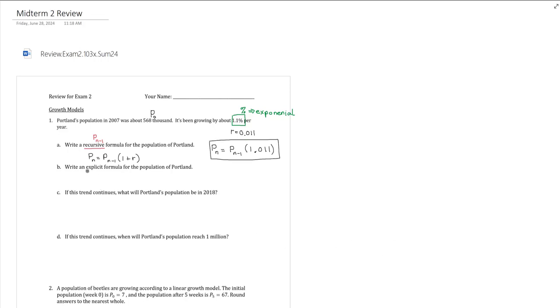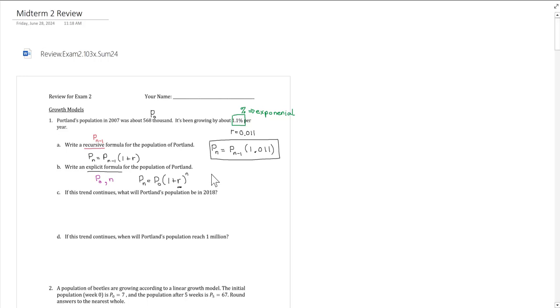Next, let's change it to the explicit formula. Again, if you watched my last video, I talk about the explicit formula is going to always have a p sub 0, a starting amount, as well as an n. Looking back on my sheet, I'll be able to see that the explicit formula for an exponential model is p sub n equals p sub 0 times 1 plus r to the power of n. But we are going to replace p sub 0 with my known, and r we also know.